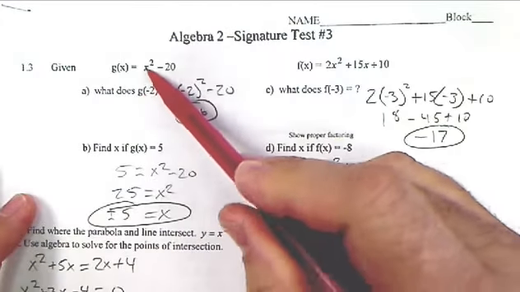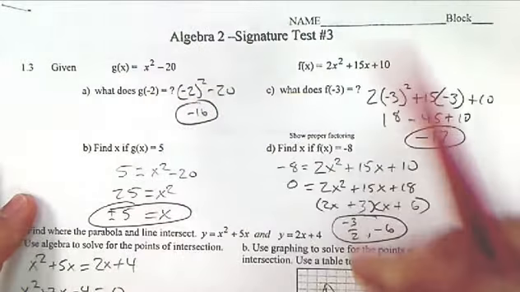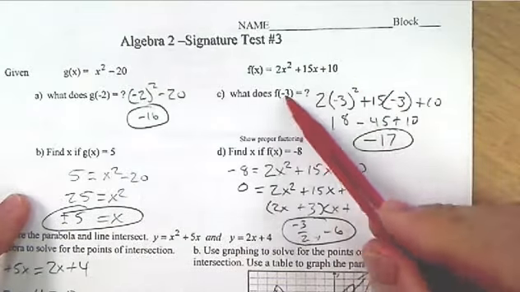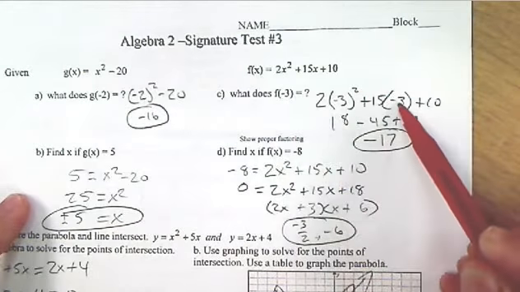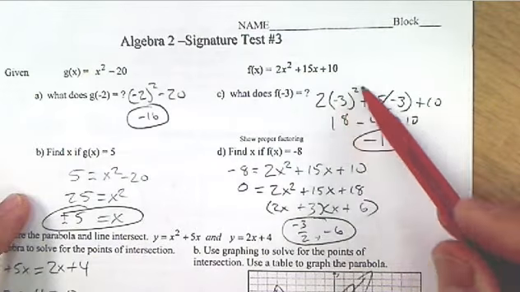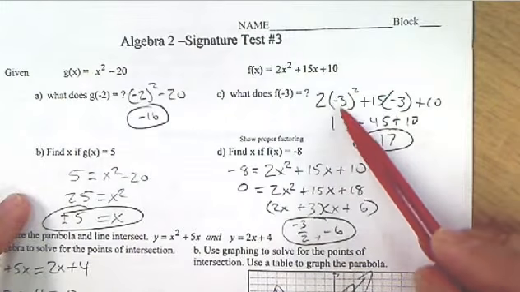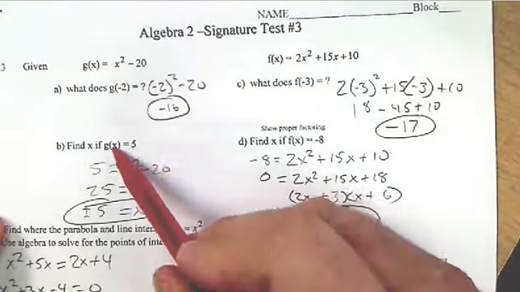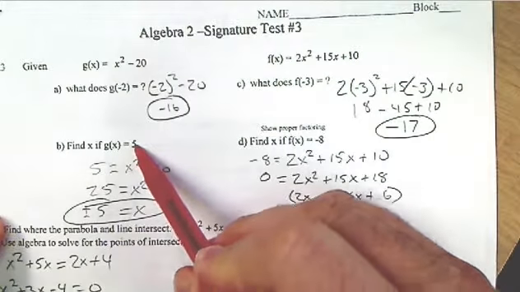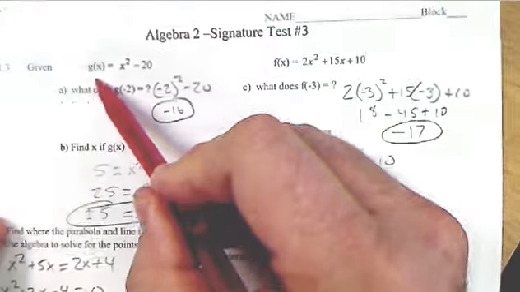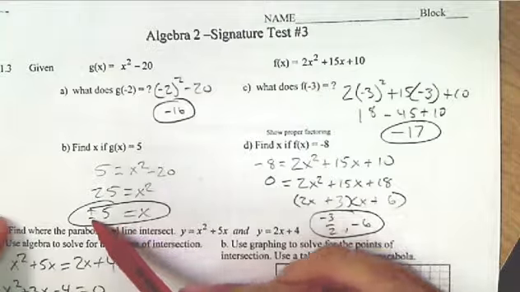G of negative 2 means you're plugging in negative 2 for the x and simplifying. F of negative 3 means you're plugging in negative 3 for the x. Watch the negative 3 squared, that's a positive 9. And then when g of x is equal to 5, you're plugging the 5 in for the g of x, and then you're just solving. Don't forget the plus or minus.